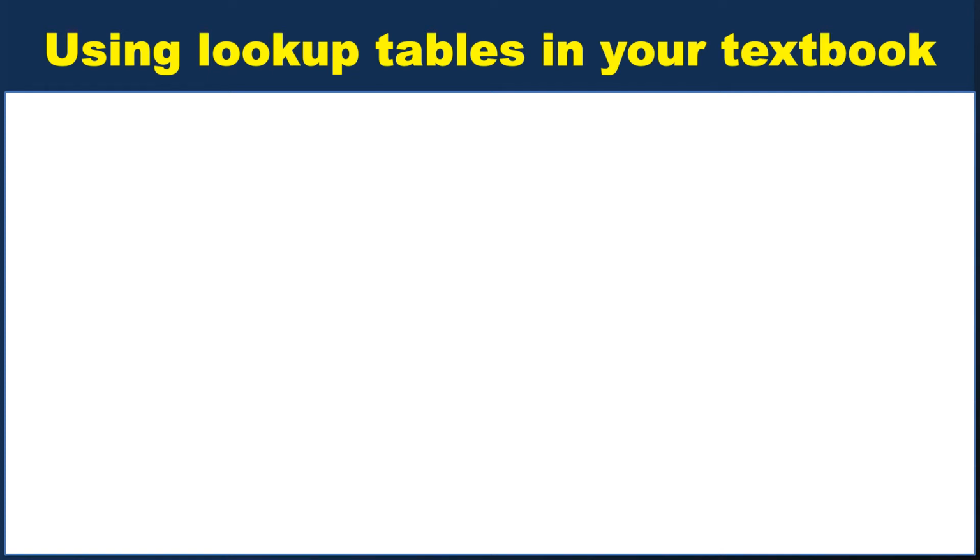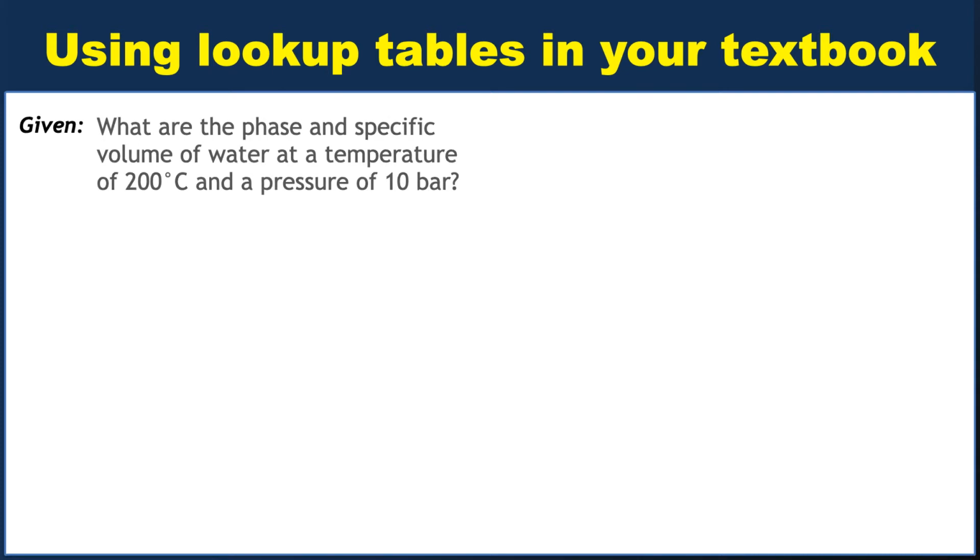We'll also deal with electronic methods for retrieving this information, but for now, let's practice using the tables since the concepts are very much the same. So let's say that our specific goal in this problem is to sort out the phase and the specific volume of water at a temperature of 200 degrees Celsius and a pressure of 10 bar. The very first thing I would do before trying to appeal to the lookup tables would be to just sketch out TV and PV plots just to get a sense of what we think we're looking for.